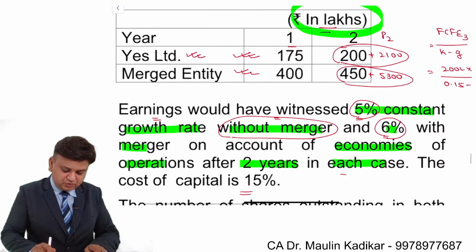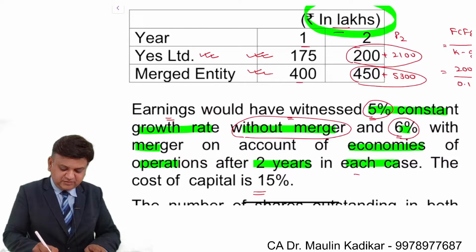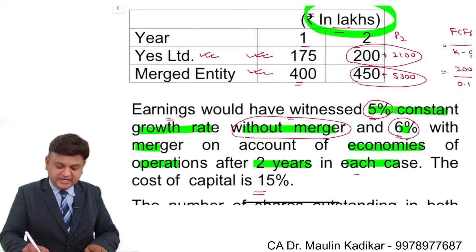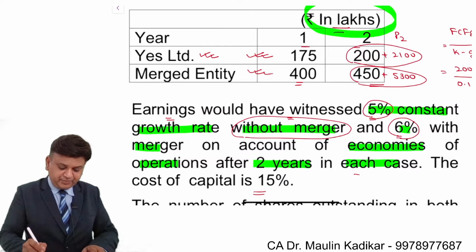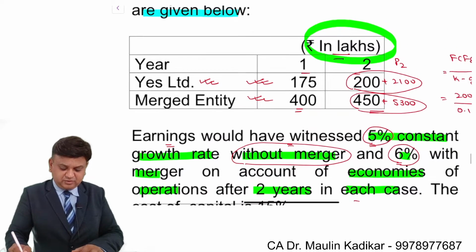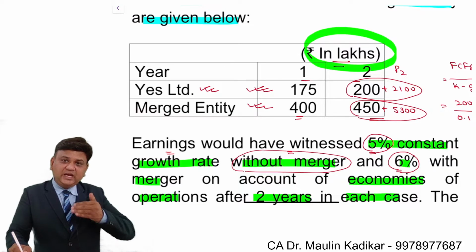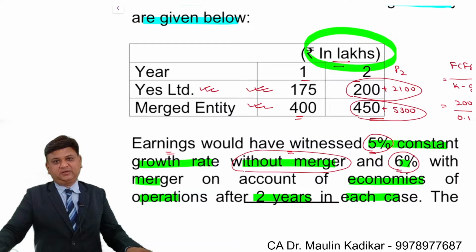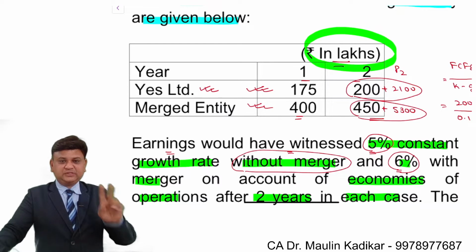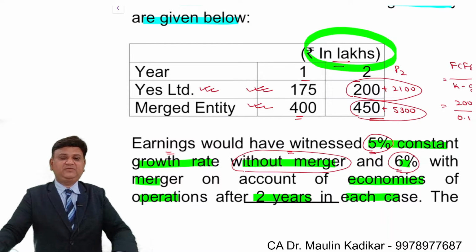So what will happen, dear students? This first year 400 value will be discounted. Second year it is 5750 will be discounted. Both of them are discounted in present value terms. And with that, again we will compute the value of Yes Limited post acquisition of No Limited. This is the way the valuation of Yes Limited will be made two times.